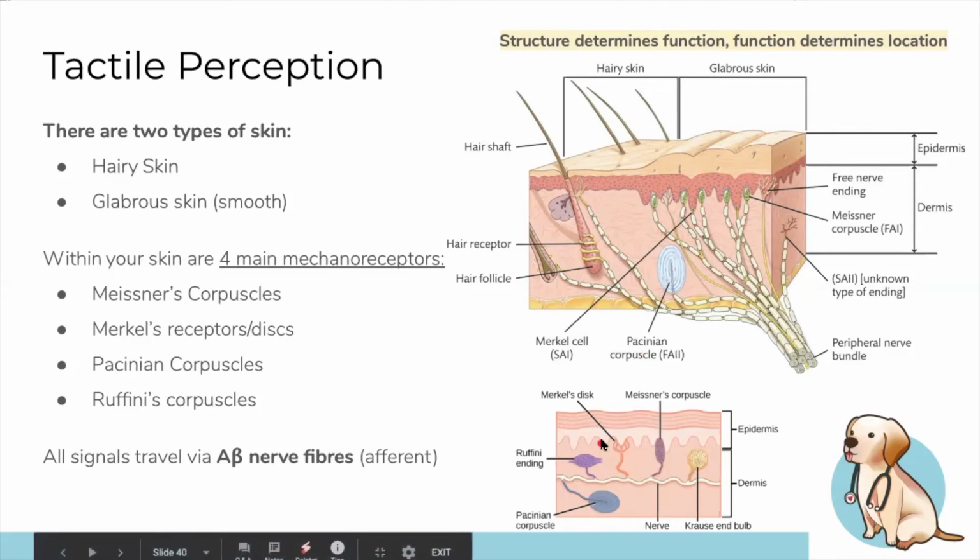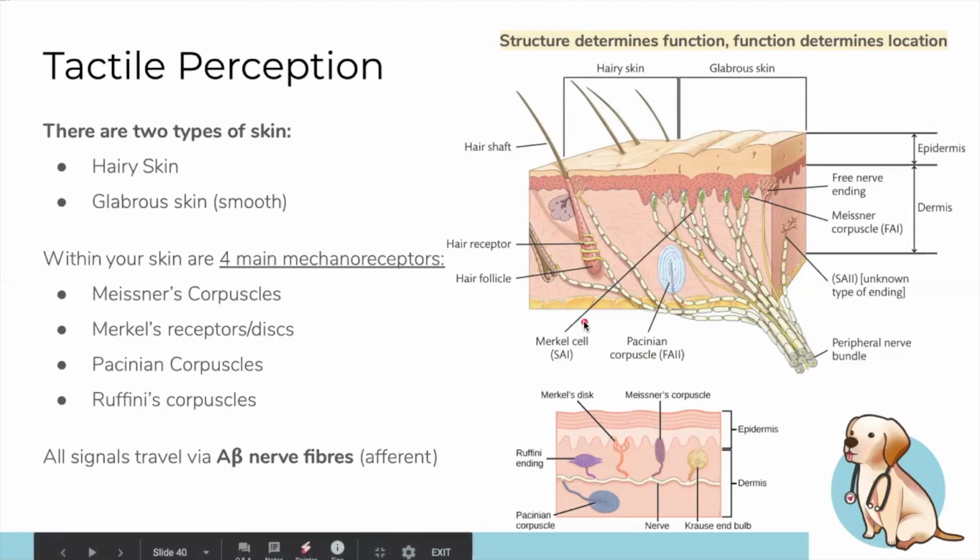Important to note is that for all of these mechanoreceptors, the nerve that travels back to the brain is going to be your A beta nerve fibers. So these are the afferent ones. And it's important to know because later on when we talk about pain, this is going to be via a different system, just because you want to be reacting very quickly to pain. So there's a different system for that.